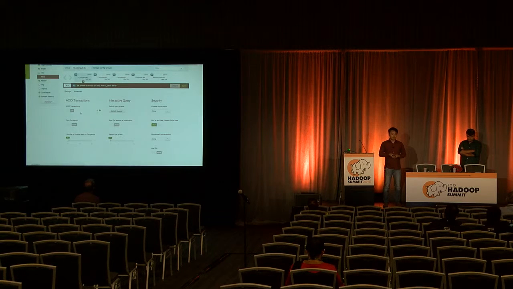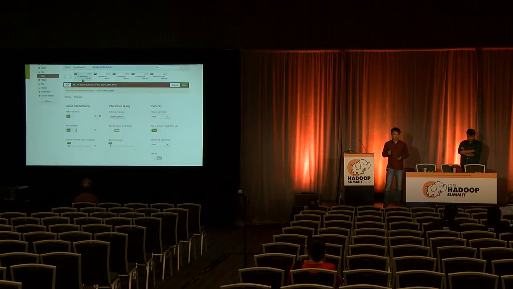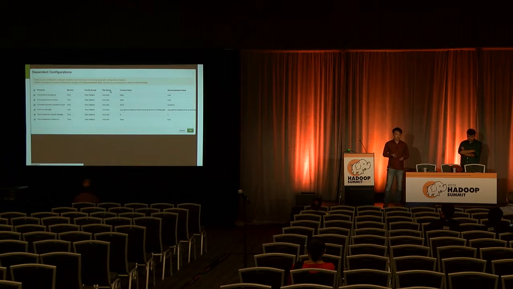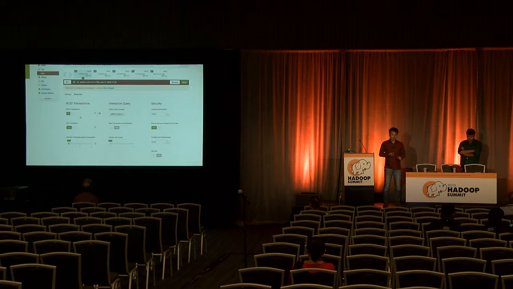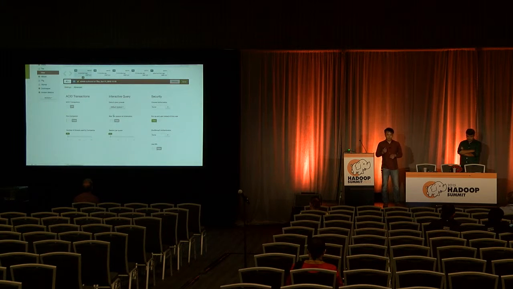So what we did here is, for example, in this case, we're turning on ACID transactions. I don't know how many of you know how to turn on ACID transactions in Hive. I certainly don't. Basically, this is showing you that if you turn on ACID transactions, these are all the parameter changes that you need to make. And Ambari just figures that out for you and applies all these settings.